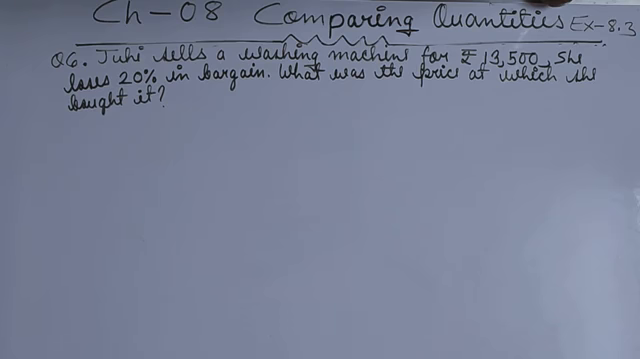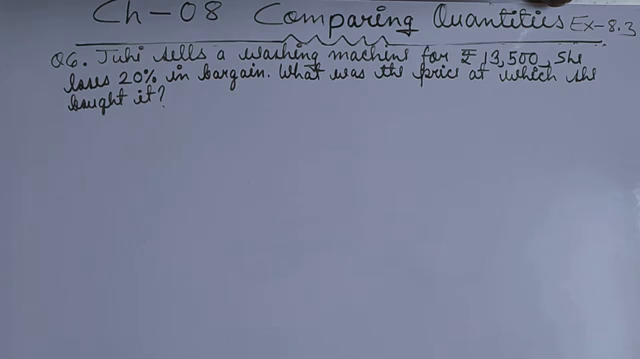Now there is a girl Juhi who sells a washing machine for rupees 13,500. जूही ने एक वॉशिंग मशीन को बेचा 13,500 रुपीज में और she loses 20% in the bargaining. में उसे 20% का लॉस हुआ आफ्टर सेलिंग दिस मशीन फॉर रुपीज 13,500. व्हाट वाज द प्राइस एट विच शी बॉट इट, आपसे क्वेश्चन पूछ रहा है किस प्राइस पे उसने खरीदा था.